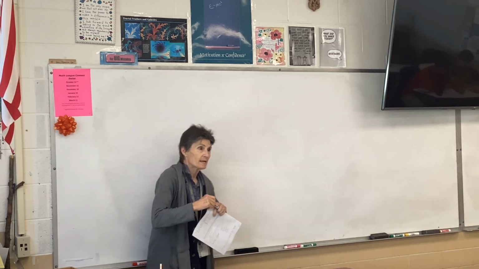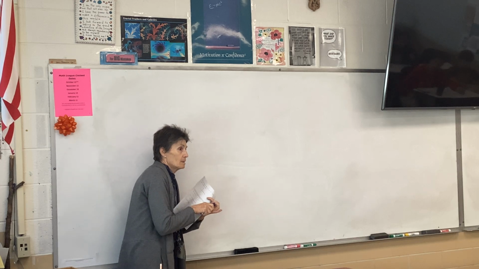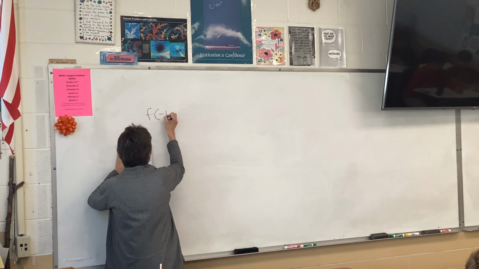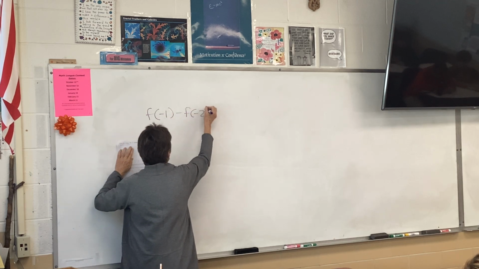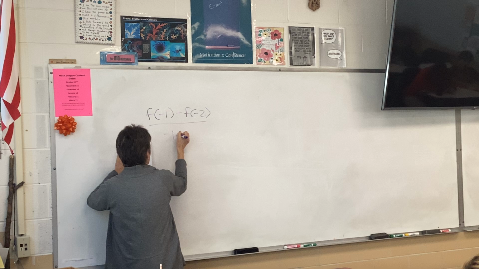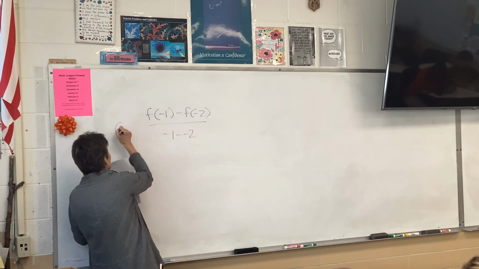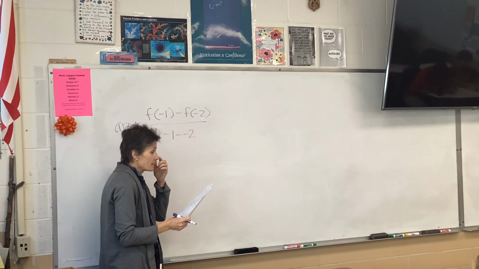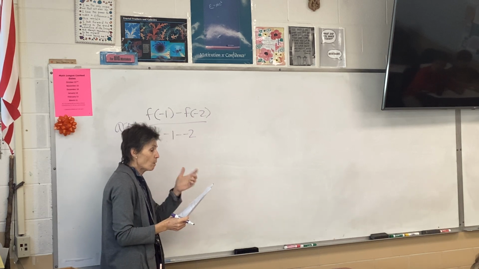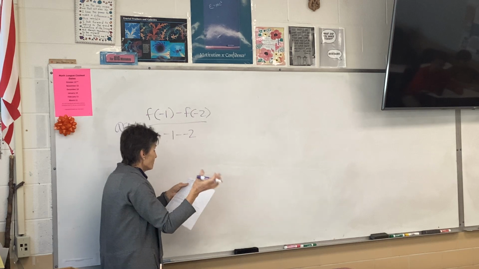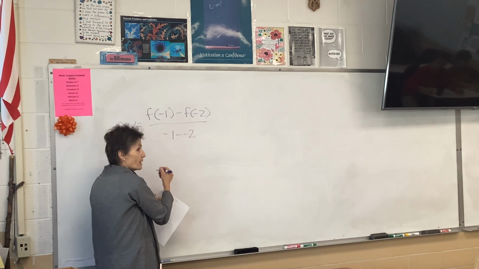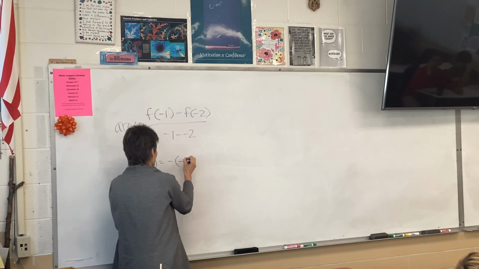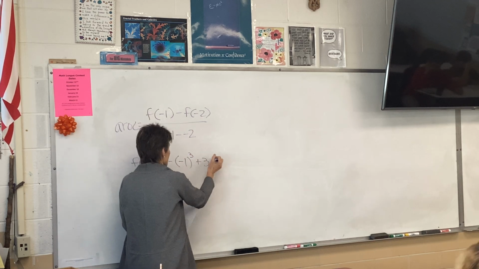So what's the first thing I need to write down? I need to write f of -1 minus f of -2 over -1 minus -2, right? That is going to be my average rate of change. Since they gave me an equation, I can evaluate f of -1, right? So f of -1 will be -1 cubed plus 3 times -1.